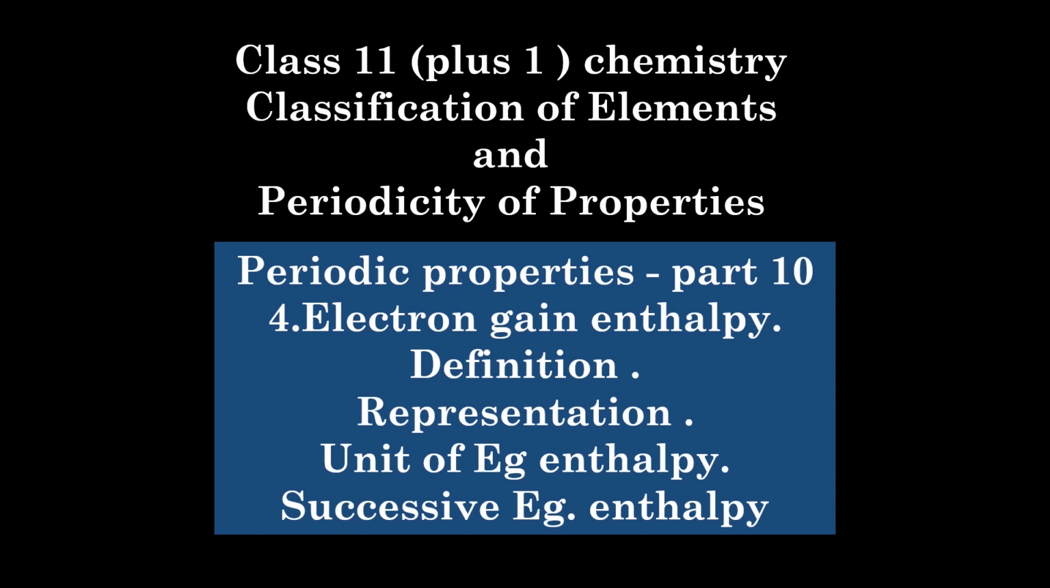We are continuing class 11 chemistry, classification of elements and periodicity of properties. Periodic properties part 10. Fourth periodic property, electron gain enthalpy. We will discuss definition, representation, unit of electron gain enthalpy, successive electron gain enthalpy. Answers for all the questions introduced in the introductory part of the video will be answered. So watch the video completely so that you get all points cleared.